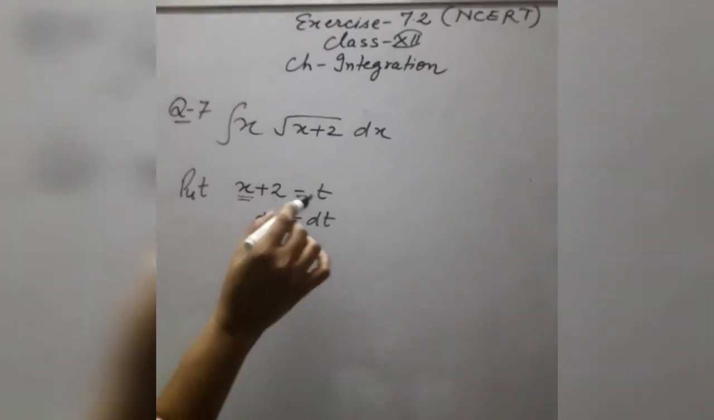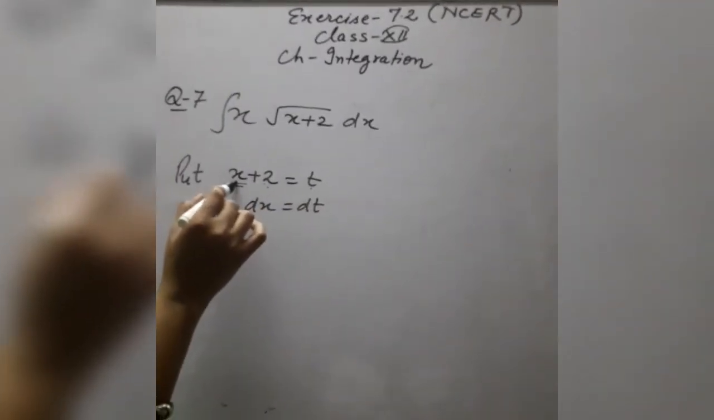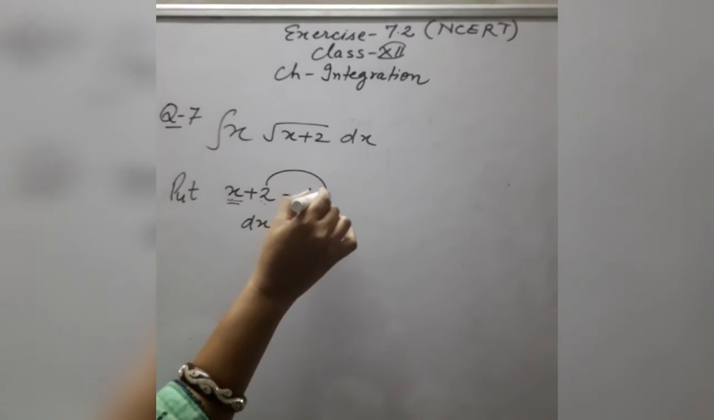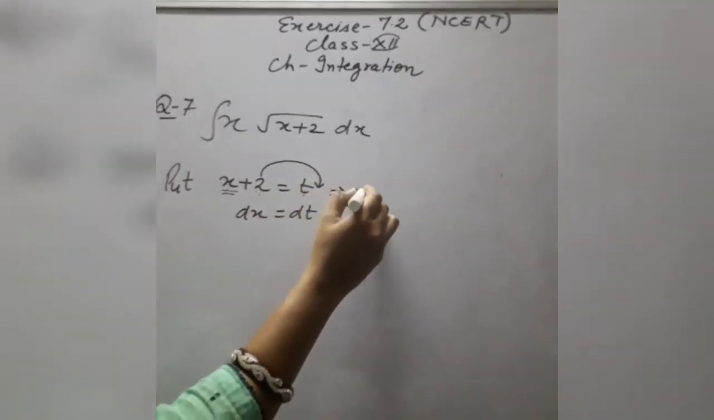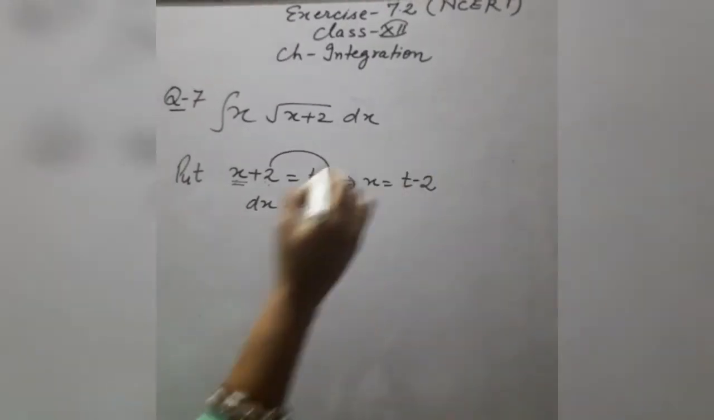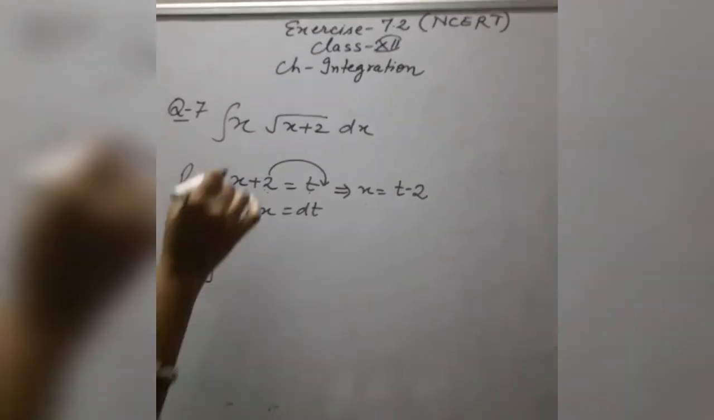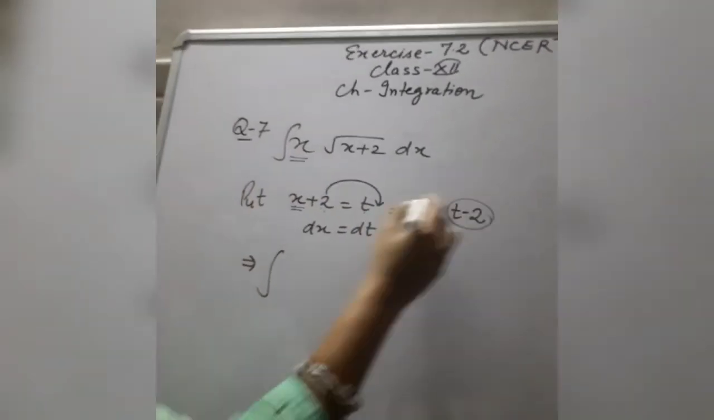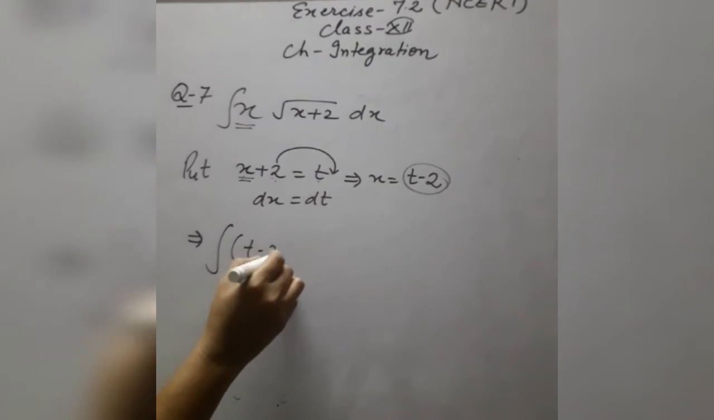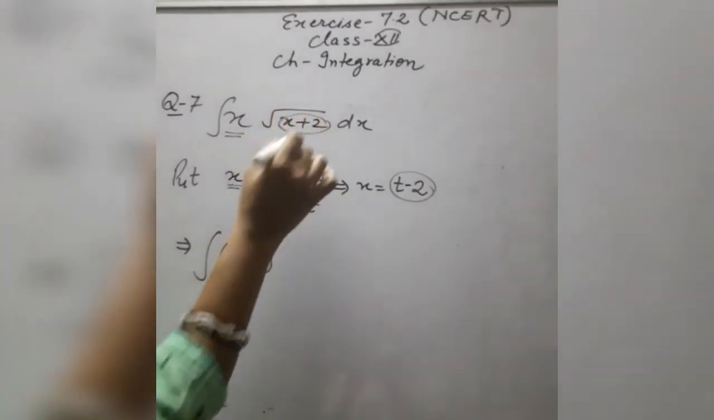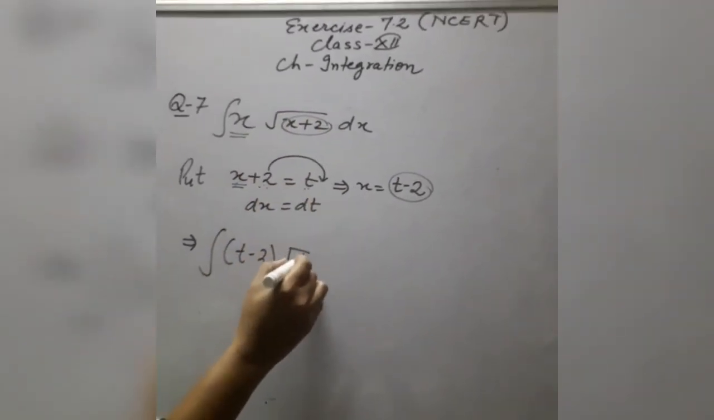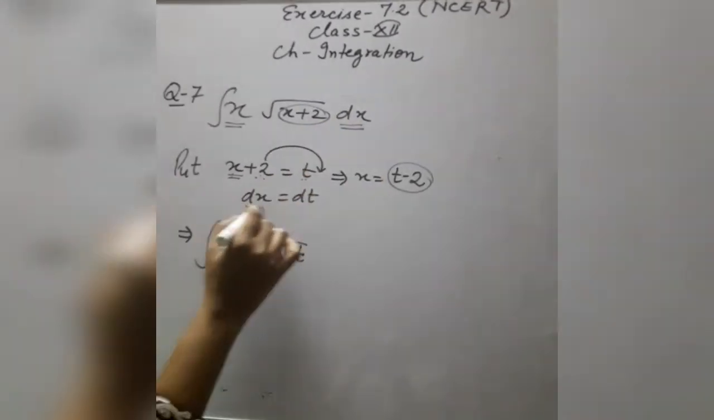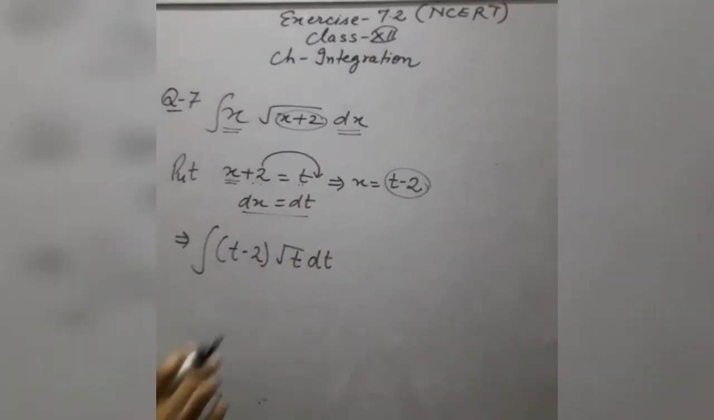Now if x + 2 is equal to t, then what is the value of x? This plus 2 comes on this side, it becomes minus 2. This implies x is equal to t minus 2. Now in this statement, in place of x, write down this value t minus 2. In place of x + 2, write down t, means it becomes root t. In place of dx, write down dt, it becomes like this.